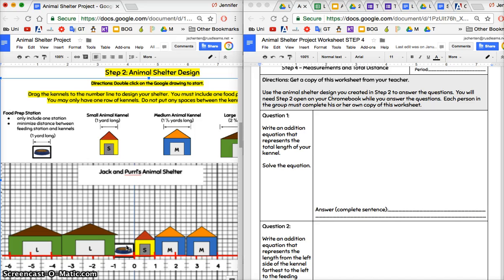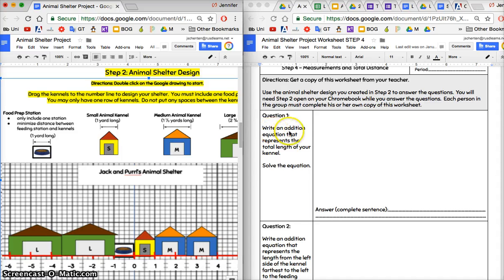Check your kennels right now if there's any spaces between them, like if your kennels are spaced over, make sure that you move them so that they're completely flush and flat and right next to each other, that there's no spaces, because otherwise you'll have trouble with this activity. Once you have that done, let's take a look at question 1.